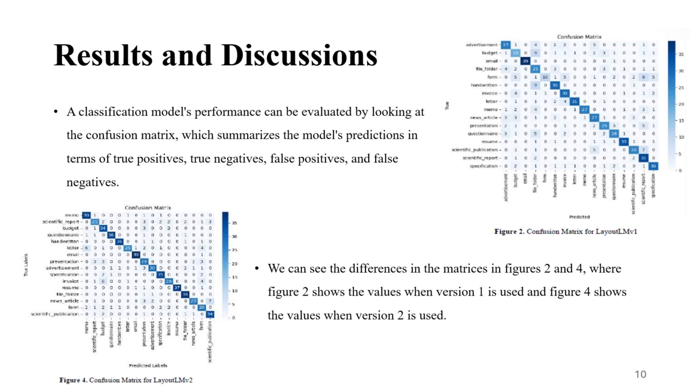And a classification model's performance can be evaluated by looking at the confusion matrix, which summarizes the model's predictions in terms of true positives, true negatives, false positives, and false negatives. We can see the differences in the matrices in figures 2 and 4, where figure 2 shows the values when version 1 is used and figure 4 shows the values when version 2 is used.